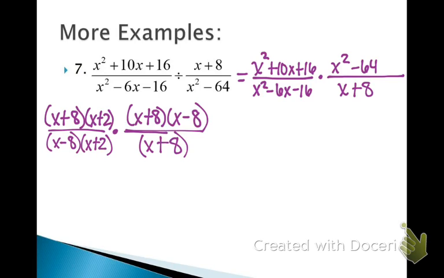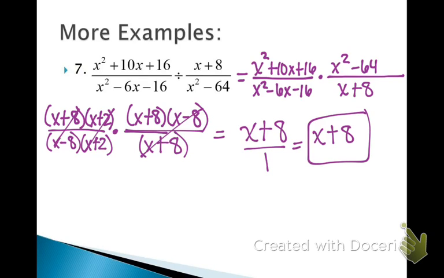simplify. What can cancel? Okay, everything but an x plus 8. So the x plus 2's, top and bottom, they go away. These x plus 8, x minus 8, top and bottom, go away. Over here, x plus 8, x minus 8, top and bottom, go away. So all we're left with is an x plus 8. We could put it over a 1 if you want to, but you don't have to. You can just write it as x plus 8. You can put the parentheses or you can leave them off. Doesn't matter to me.